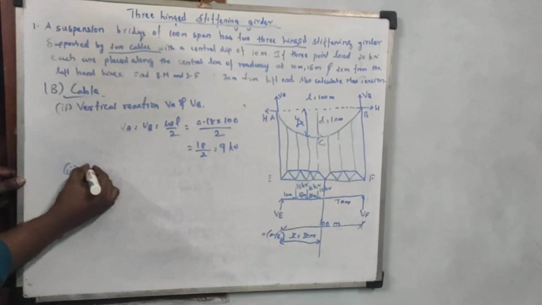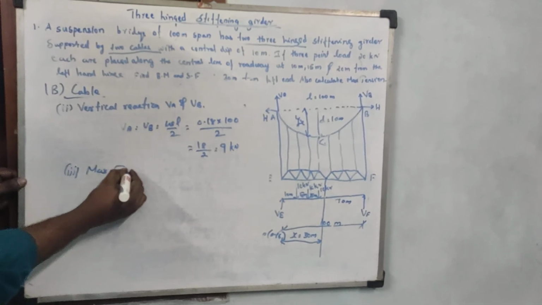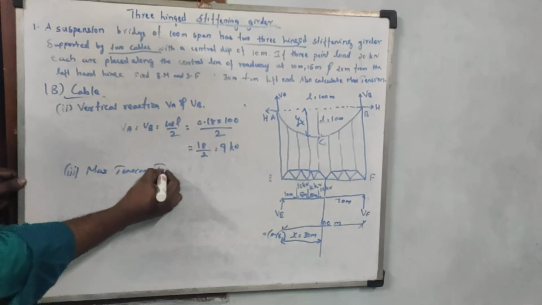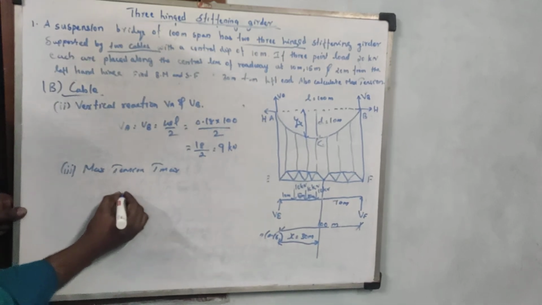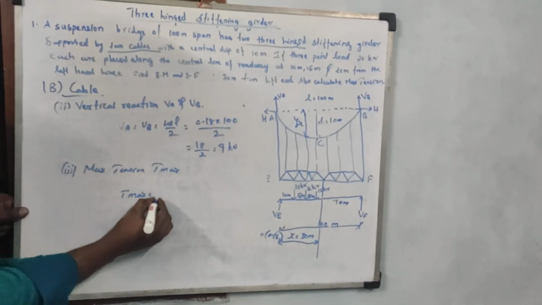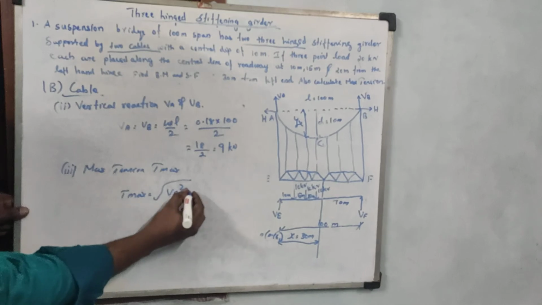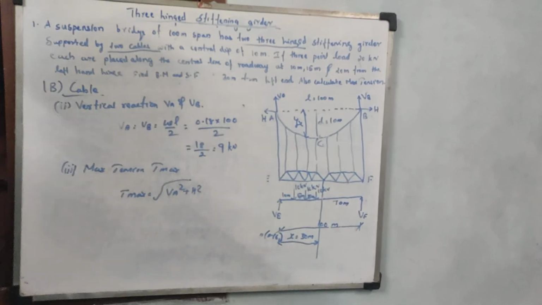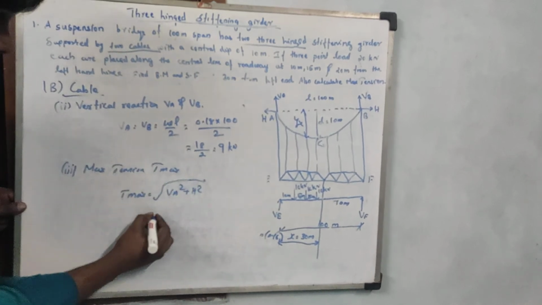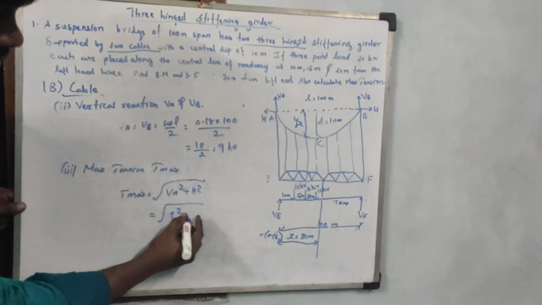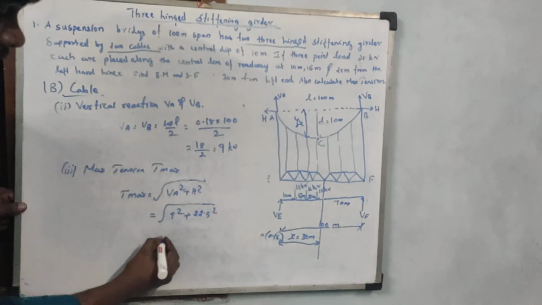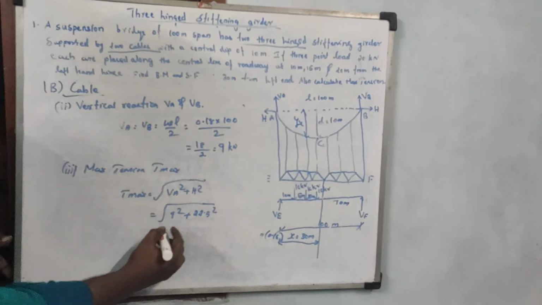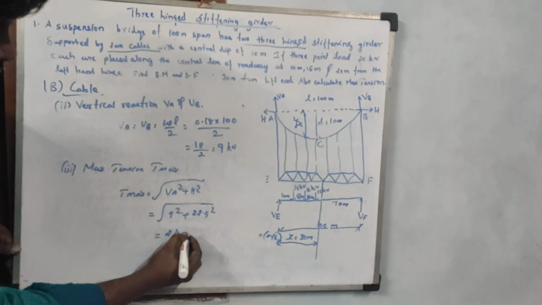Next, we have to find the maximum tension, that is P max. P max equal to root of VA or VB square plus H square. So VA equal to 9 square, H equal to 22.5, equal to 24.2.